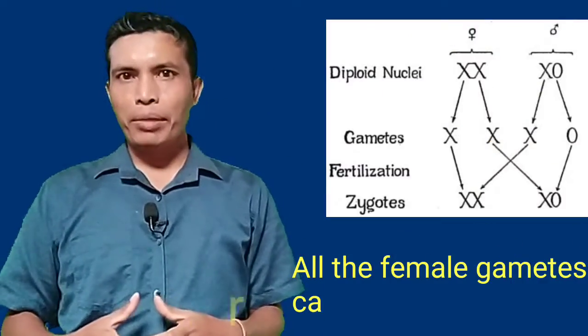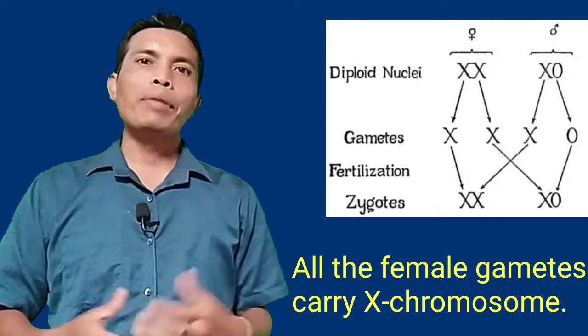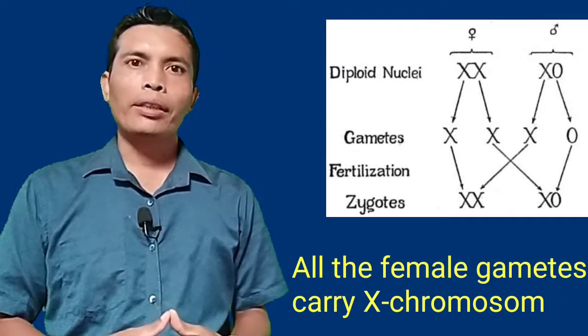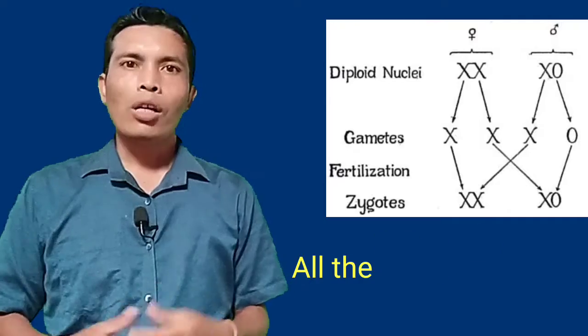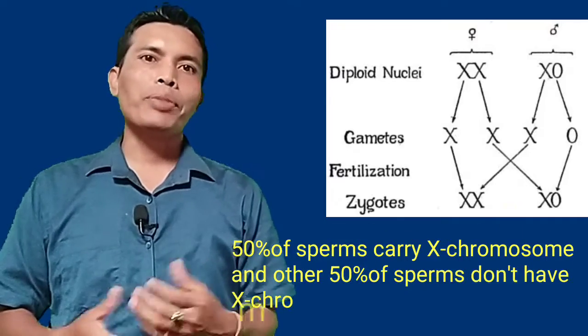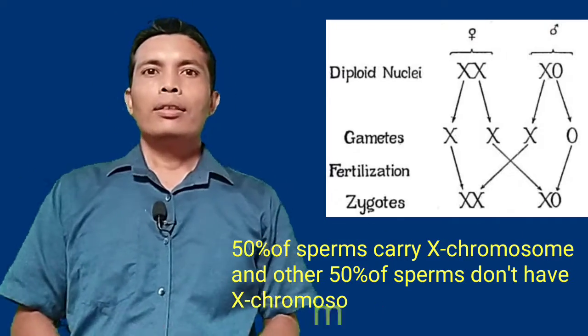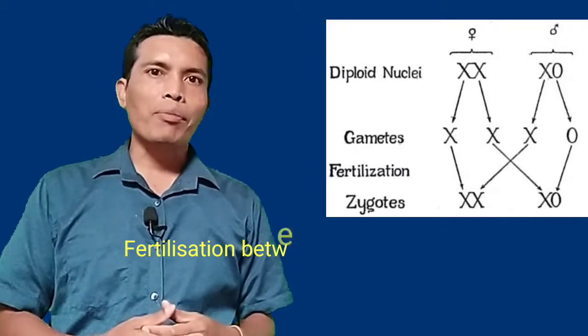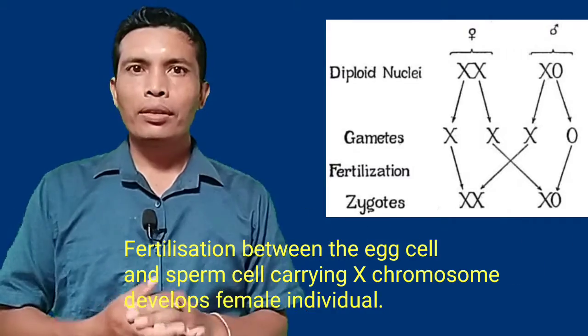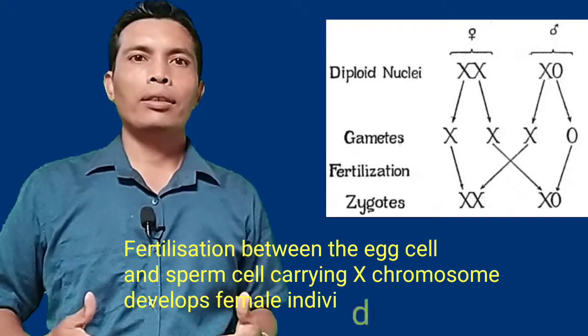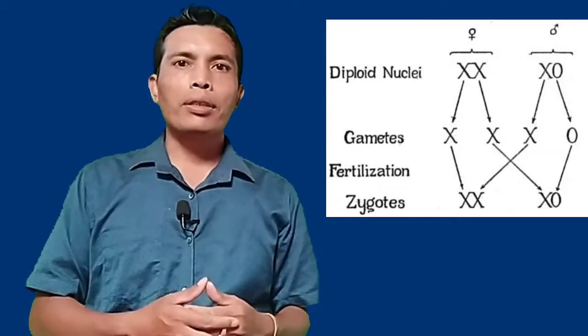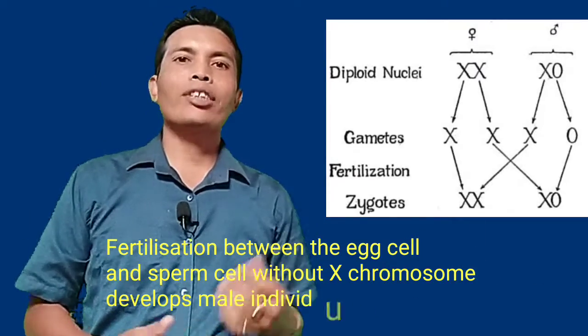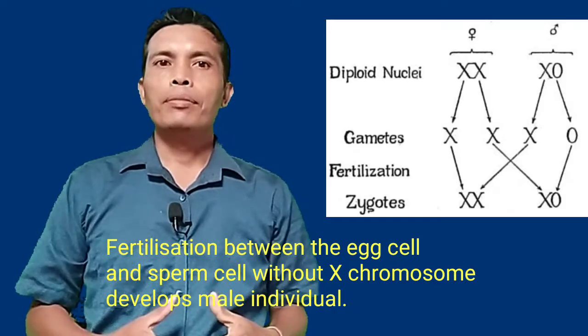In this type of sex determination, all the ova or female gametes or eggs bear an X chromosome, while 50% of the sperms bear X chromosomes. The eggs or female gametes fertilized by sperms having X chromosome become female, and those fertilized by sperms that do not have an X chromosome become males.